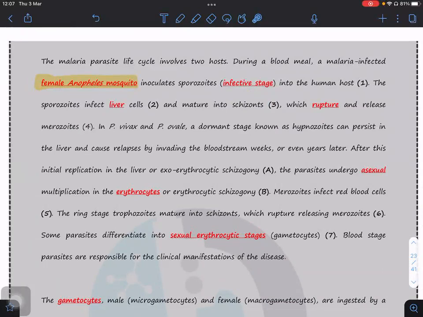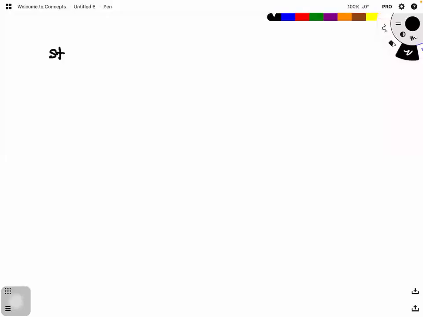So let me summarize what you need to write if the question asks about this. But trust me, no question will ask you to talk about the life cycle.